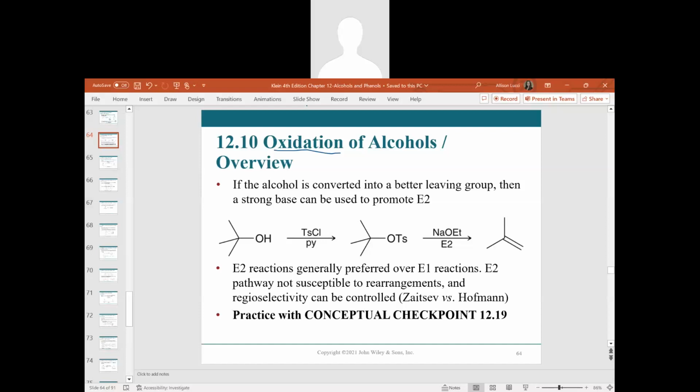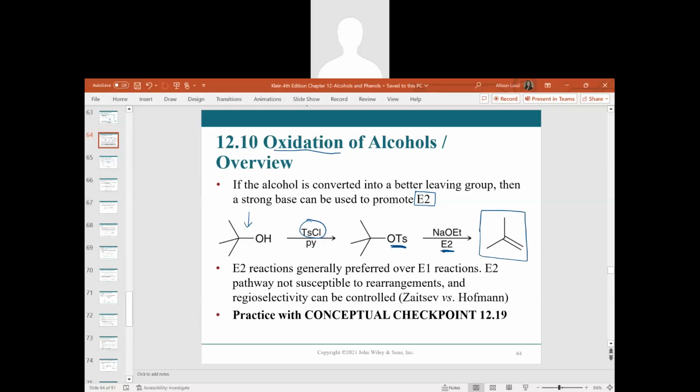So in this example down here, we're actually shown not an oxidation reaction, but an E2 mechanism. So we have this tert-butyl alcohol here. If you recall, that's not a very good leaving group. So we want to create a better leaving group using tosyl chloride and pyridine. Over here, we've created our tosylate, which has that better leaving group. So now we can perform an E2 mechanism using sodium methoxide, and we end up with this alkene product here.